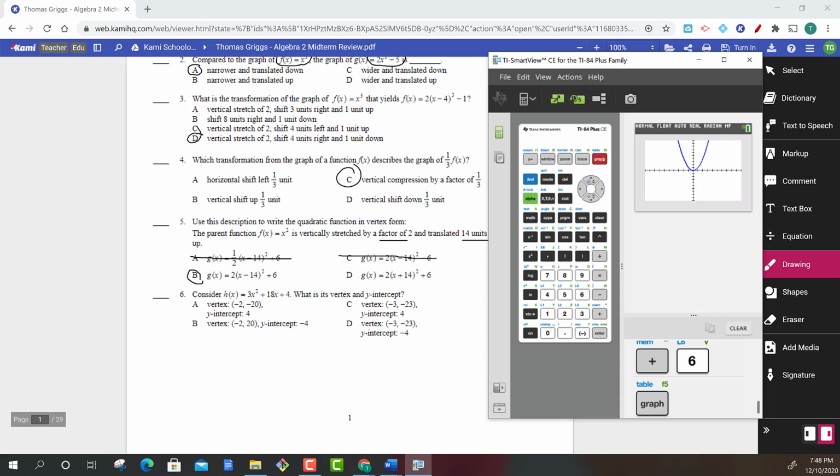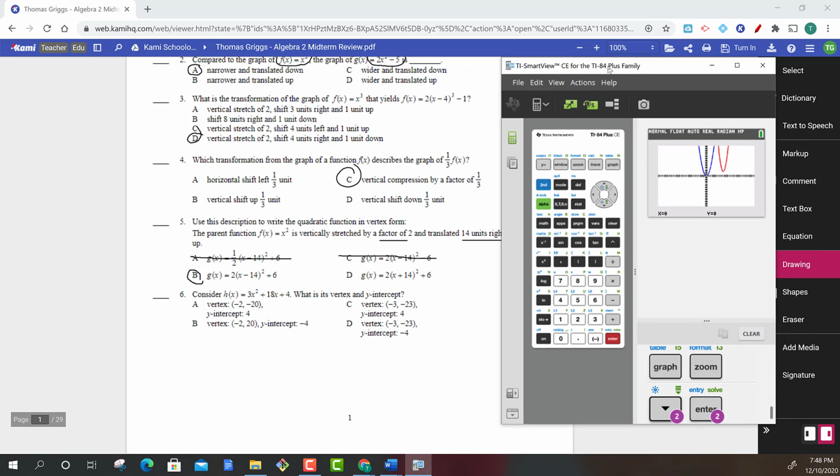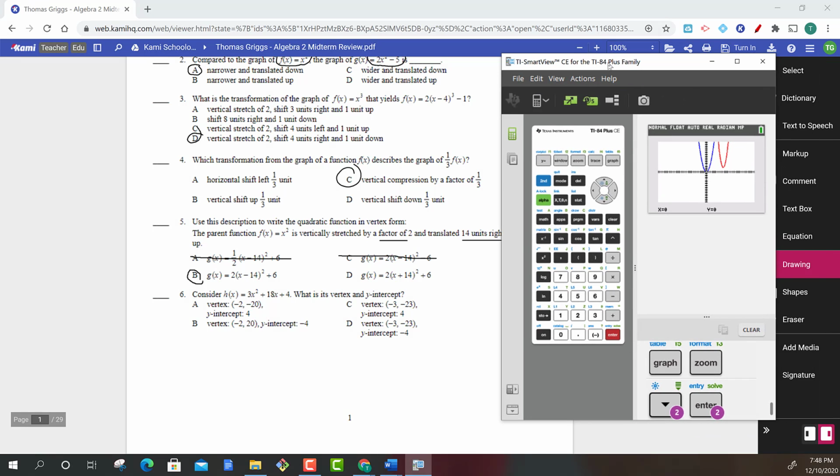So there's the parent, there's the new function. This one may be a little bit off the graph, so what you would have to do is zoom out. So you're going to hit the zoom button, and you're going to go to number 3 for zoom out. And you have to hit enter an additional time to actually zoom out, and then you can kind of see we've shifted 14 units to the right, and we've gone 6 units up. And the graph is skinnier because it's been stretched out.